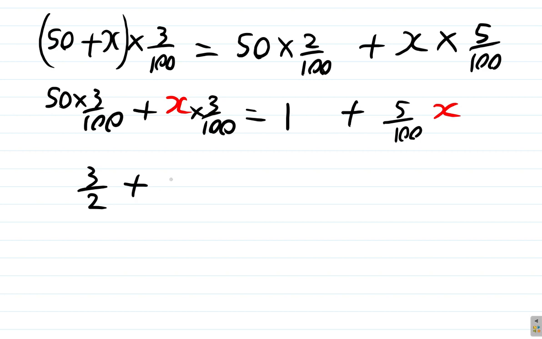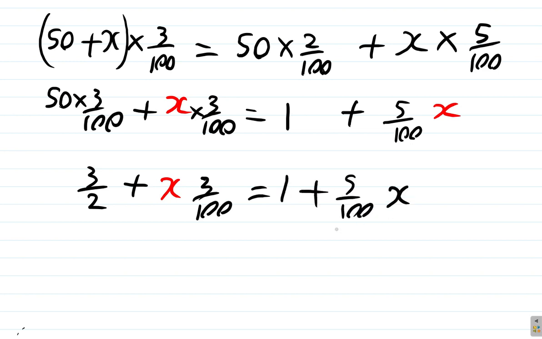plus x times 3 out of 100. You see that? So, x times 3 out of 100. We're going to put everything in decimal after a while. Plus 500x. No, let's put everything in decimal. Oh, I want to write it this way.